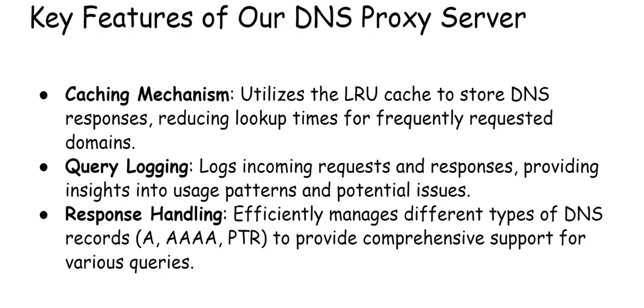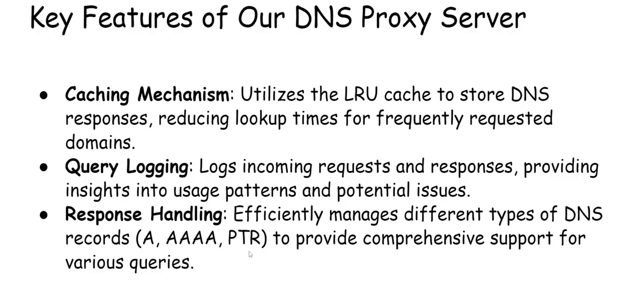So the key features of our DNS proxy server. These are some features which we have implemented in our DNS proxy server. One of these is the caching mechanism, in which we are storing the domain name along with the DNS records like A, AAAA and PTR, as you can see here in response handling. So these are the types of DNS records and we are storing them along with the domain name so that we do not request the server repeatedly for the same request.